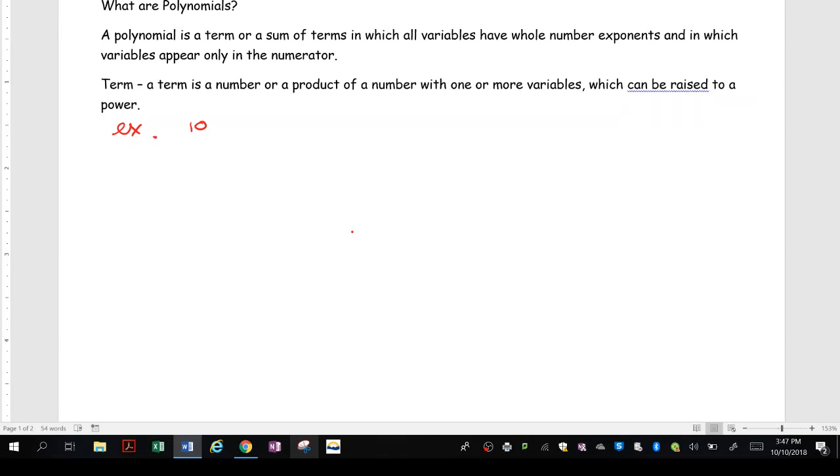Let's take a look at some examples where we have a number and a variable. So 5y squared, for example, or 1/2 x cubed. Now you'll notice in these examples, our variable y here is raised to the power of 2. And remember that a variable is a letter that represents one or more numbers. So in this example, y is our variable. We've raised it to the power of 2.